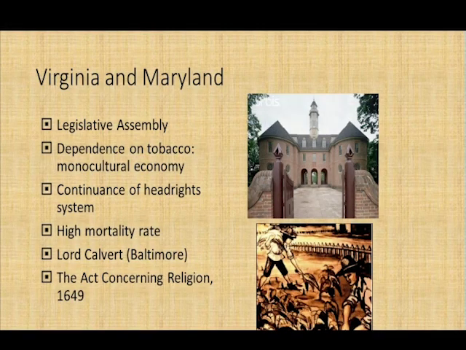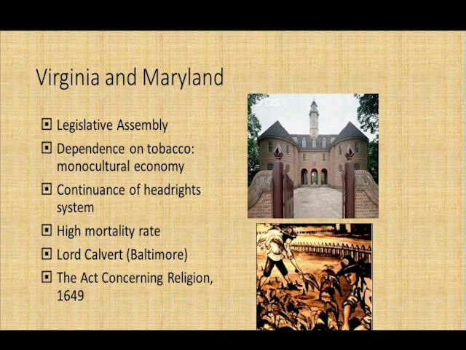So let's take a look at Virginia and Maryland, and let's understand some basic characteristics for each. There are 4 basic features of the Chesapeake society that are going to continue to the end of the 17th century, and this is going to eventually influence the creation of what is known as the South of the United States. First was a legislative assembly. The other was the dependence on tobacco or a monocultural economy. And then the continuance of a headright system, and then the mortality rate that continues to be high.